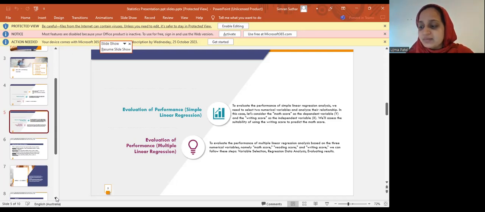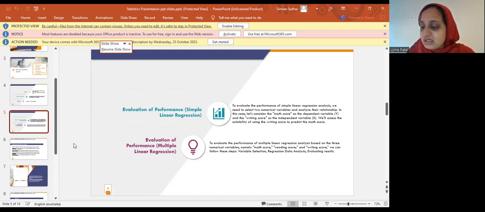We will assess the suitability of using the writing score to predict the math score. Here is the process of variable selection and justification: data exploration, scatter plot, correlation analysis, regression analysis, interpretation of regression results, residual analysis, and model validation. The next topic is evaluation of performance of multiple linear regression. To evaluate the performance of multiple linear regression analysis based on the three numerical variables, namely math score, reading score, and writing score, we can follow these steps, starting with variable selection.